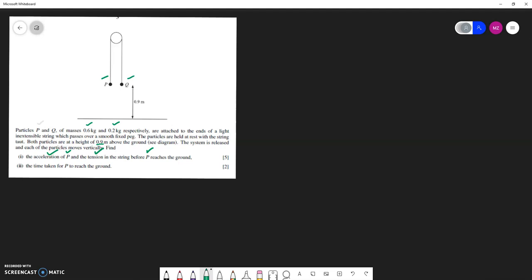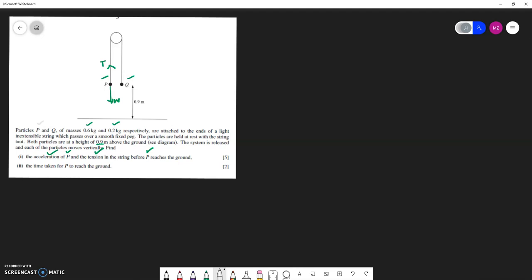Now, in the first part, we will be finding the acceleration of P and the tension in the string. First of all, we need to figure out the different forces acting on the particle P. This is the force of gravity, or its weight, acting downward, and tension in the upward direction. And here is the net force.